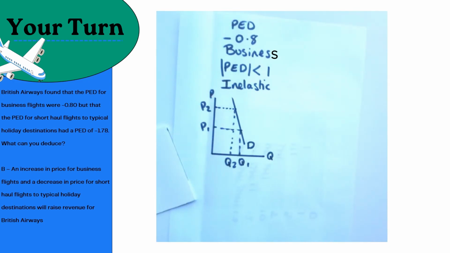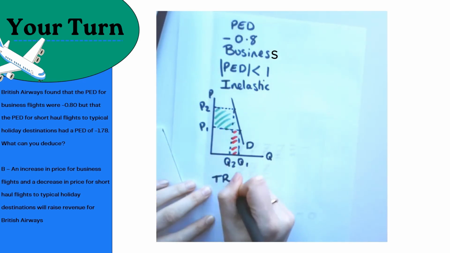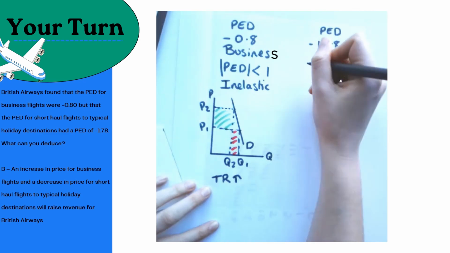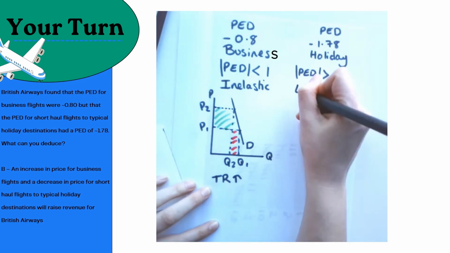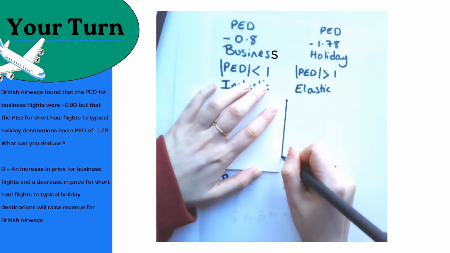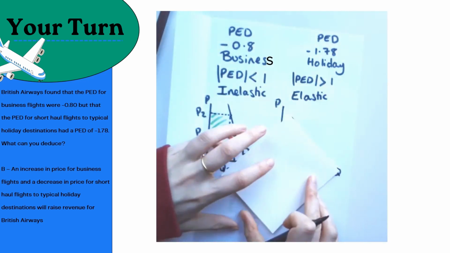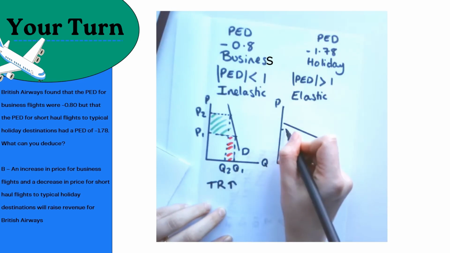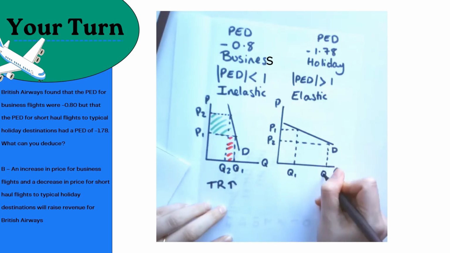Whereas for the holidaymakers, it said that the PED was negative 1.78. Well, we know that if the absolute value of PED is greater than 1, then the demand curve is likely to be elastic. We can see that if the price fell from P1 to P2, there would be a greater than proportional change in quantity demanded, and so they would see an increase in total revenue. So if you were a consultant or an advisor to British Airways, you would suggest to them that they should raise their prices for their inelastic business flights and reduce their prices for their elastic holidaymaker flights, and that would increase their total revenue.